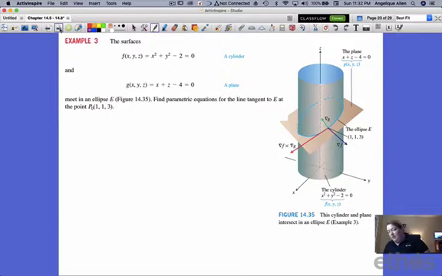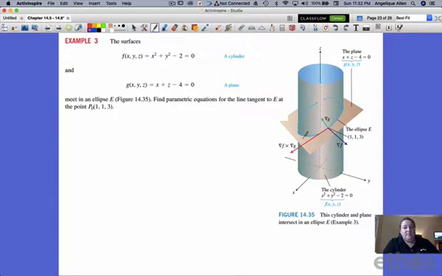Okay, example 3 is a little more involved, but I want to make sure that you understand the setup here because we have a very similar calculation, but we don't have a very simple definition of our ellipse. So we've got two surfaces, f of x, y, and z, which is our big cylinder here, okay? And then we've got a plane cutting through the cylinder at an angle that creates this ellipse right here.